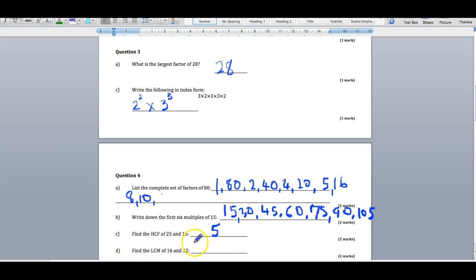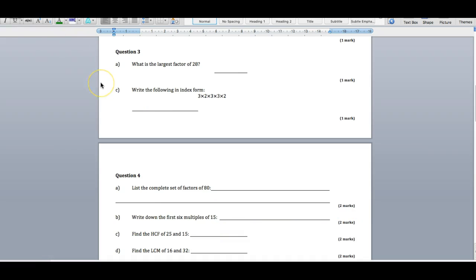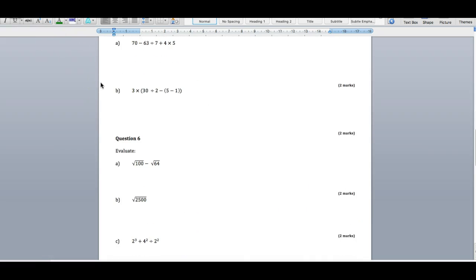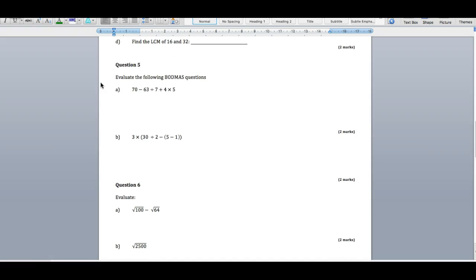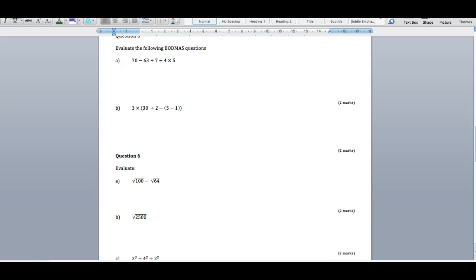Lowest common multiple. Okay, so does 16 go into 32? Yes, it does. So 16 is your lowest common multiple. It goes into both numbers. That's nice and easy, wasn't it? Okay, let's keep scrolling. Question. Oh, don't go too far. There we go. We'll just leave it like that.